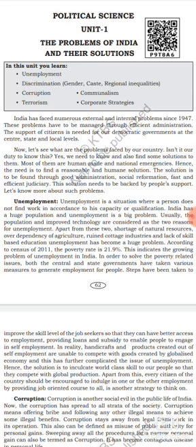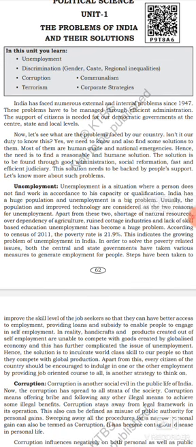Unemployment is a situation where a person does not find work in accordance with his capacity or qualification. It is called unemployment. Got it? Unemployment is one kind of situation where the person is unable to find a job according to his capacity or qualification. Got it?